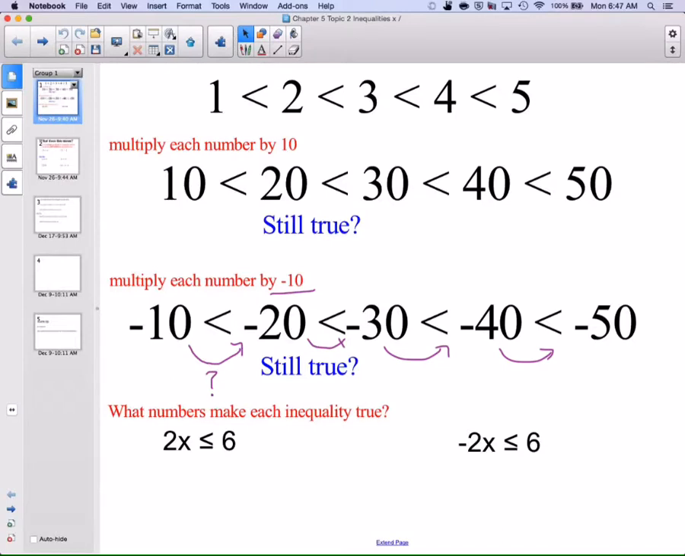Okay, well let's look at a comparison at the bottom here. What numbers make each inequality true? So if we were to do this the same way we were solving the inequalities with plus and minus, we would get x is less than or equal to 3. Let's see if that makes sense. If we plug it back in, 2 times 3 is less than or equal to 6. Alright, that seems correct, because we could also pick a number less than 3, according to this, and it would still work. Alright, let's try the next one.